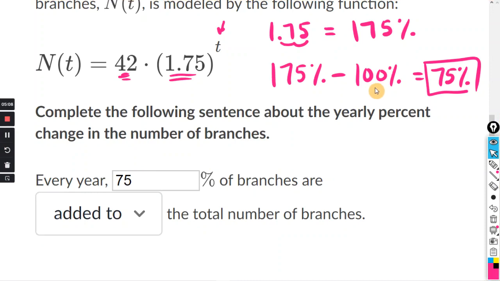The reason we subtract 100% is because we already start with 100% of that item. Okay, if you take 100% of something, it doesn't change. But if you take 175% of that thing, you have to subtract 100% to see how much it increased by.